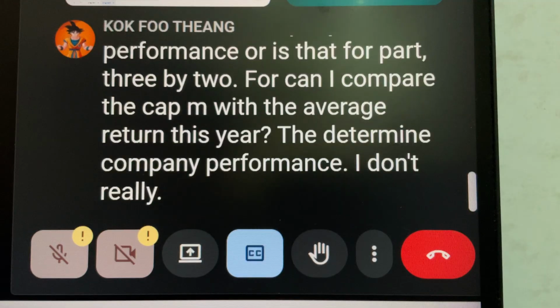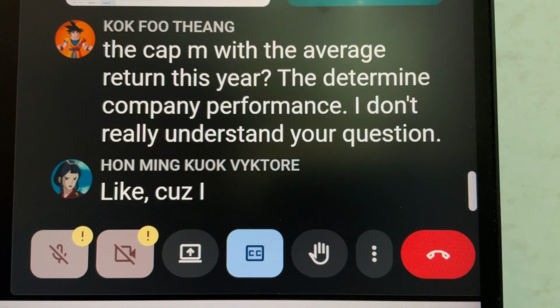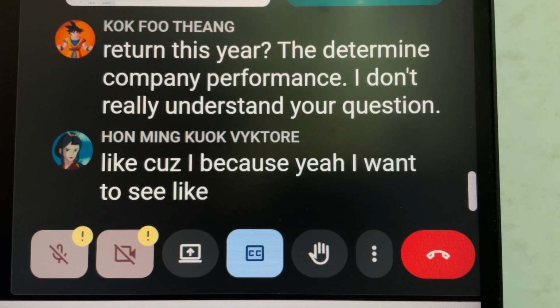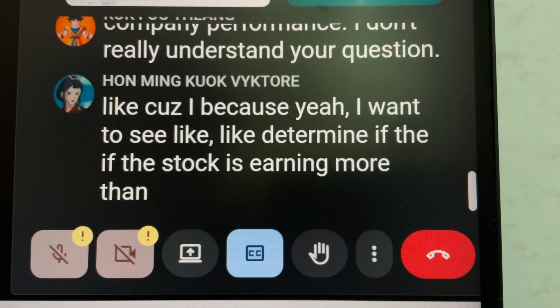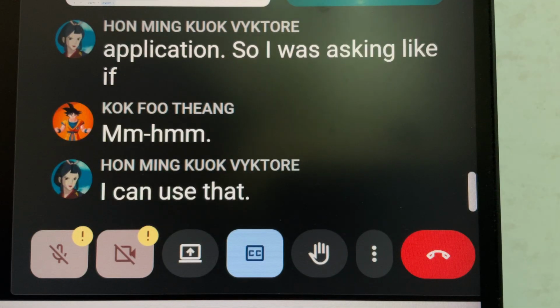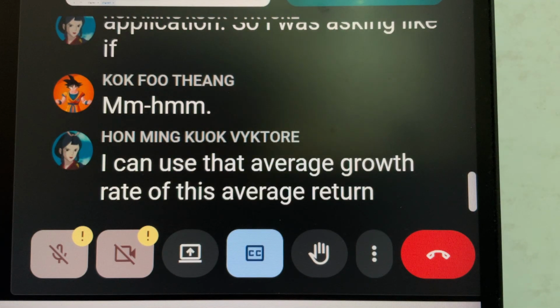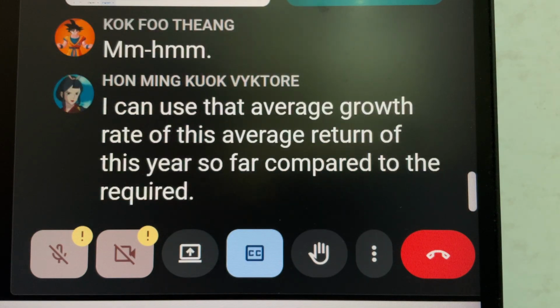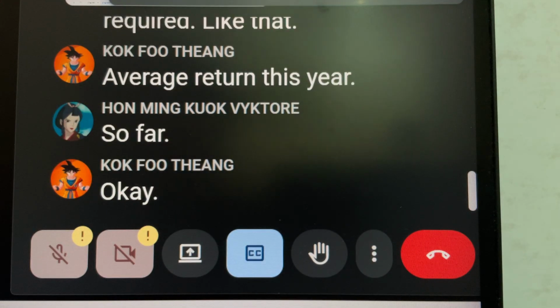I don't really understand your question. Sorry, I think I meant, earlier I wanted to determine if the stock is earning more than the required return for interpretation. So I was asking if I can use the average return of this year so far compared to the required return. Average return this year so far. Okay, so far this year.